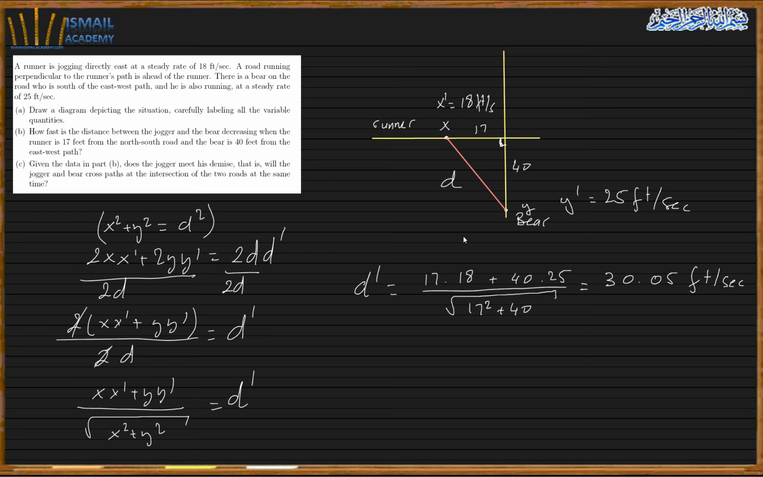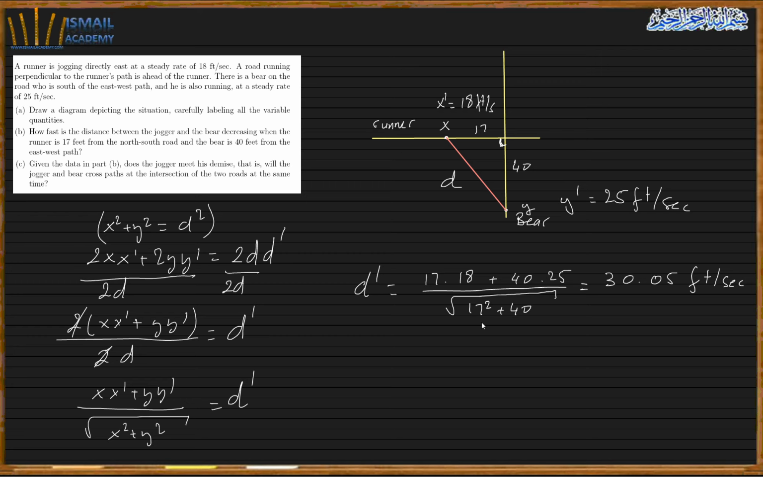So given the data in part B, does the jogger meet his limits? That is, will the jogger and bear cross paths at the intersection of the two roads at the same time? So here, based on the information they give us, it's no.